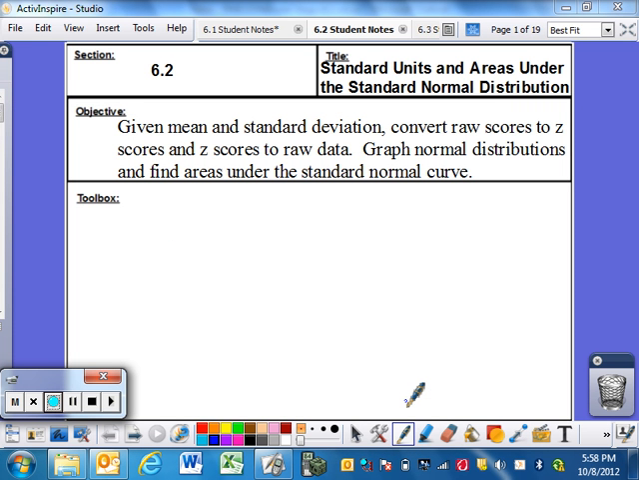Okay, these are the 6.2 notes. We're going to look at standard units, areas underneath a standard normal distribution. We're going to look at what we call z-scores. That's the main part of today.